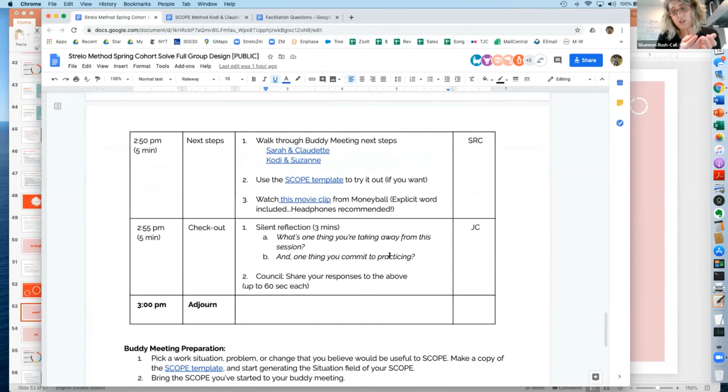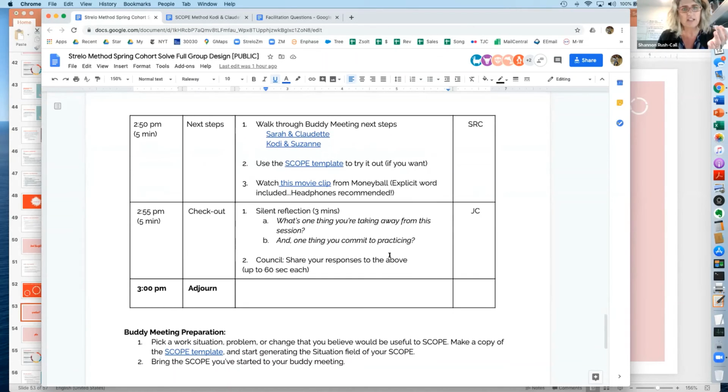There's a link to the scope template in step 2 of our meeting design, so you can make a copy of that and use it as many times as you like. And then the third thing is just a clip to an excerpt from Moneyball, which JC loves, and it's got Brad Pitt in it, so it's all good. And it's relevant to our conversation around problems.